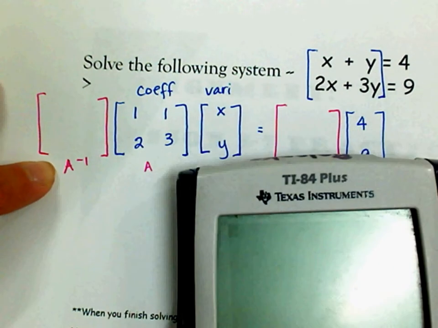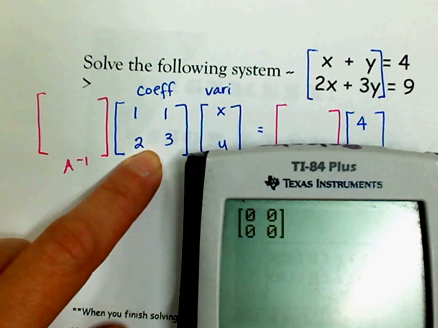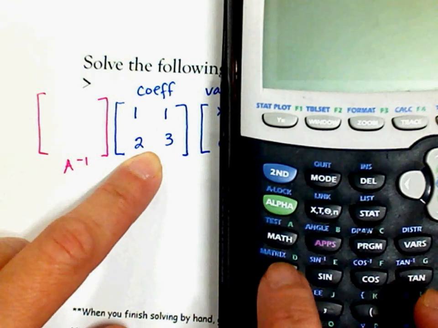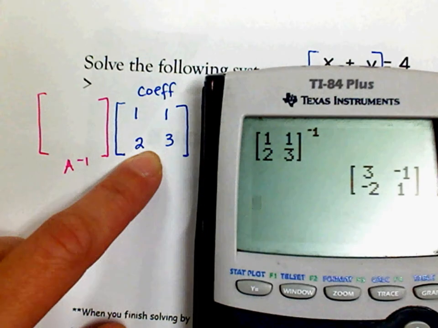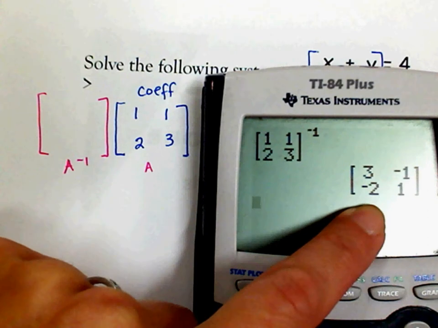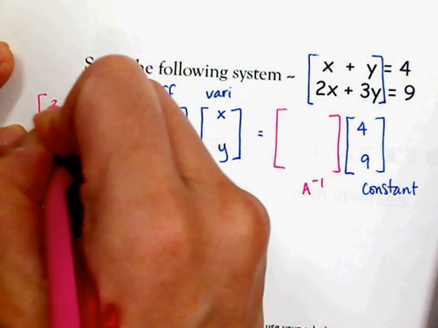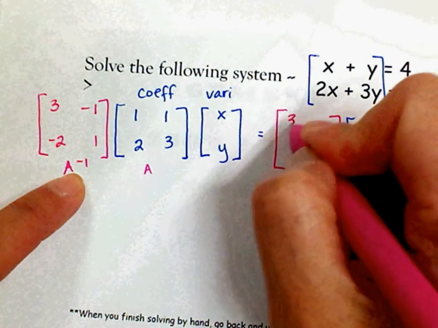On your calculator, you take your coefficient matrix, just like that, and you're going to type 1, 1, 2, 3. You remember this key right here that says -1? Push that. See how that says -1? That's your inverse. Now push enter. It's a whole number. If it was a fraction, you would make it into a fraction. If it's a decimal, change it to a fraction. So there's your inverse: 3, -1, -2, 1. What you do to one side, you do to the other side.